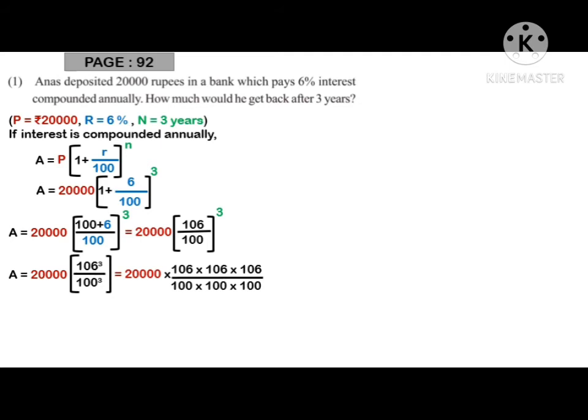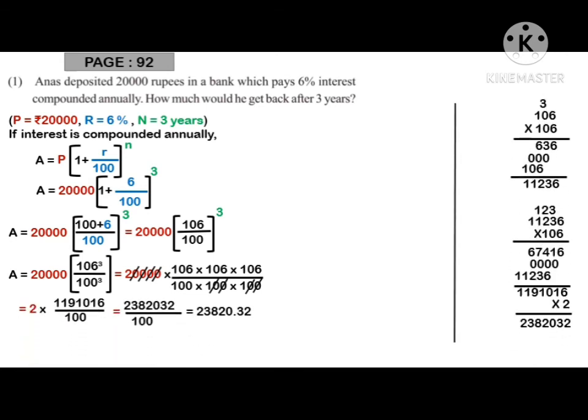First we cut these zeros. When we solve it, we get 23,820.32. So the 32 paise we can ignore. So we get 23,820 rupees. So we can say Anas would get 23,820 rupees after 2 years.